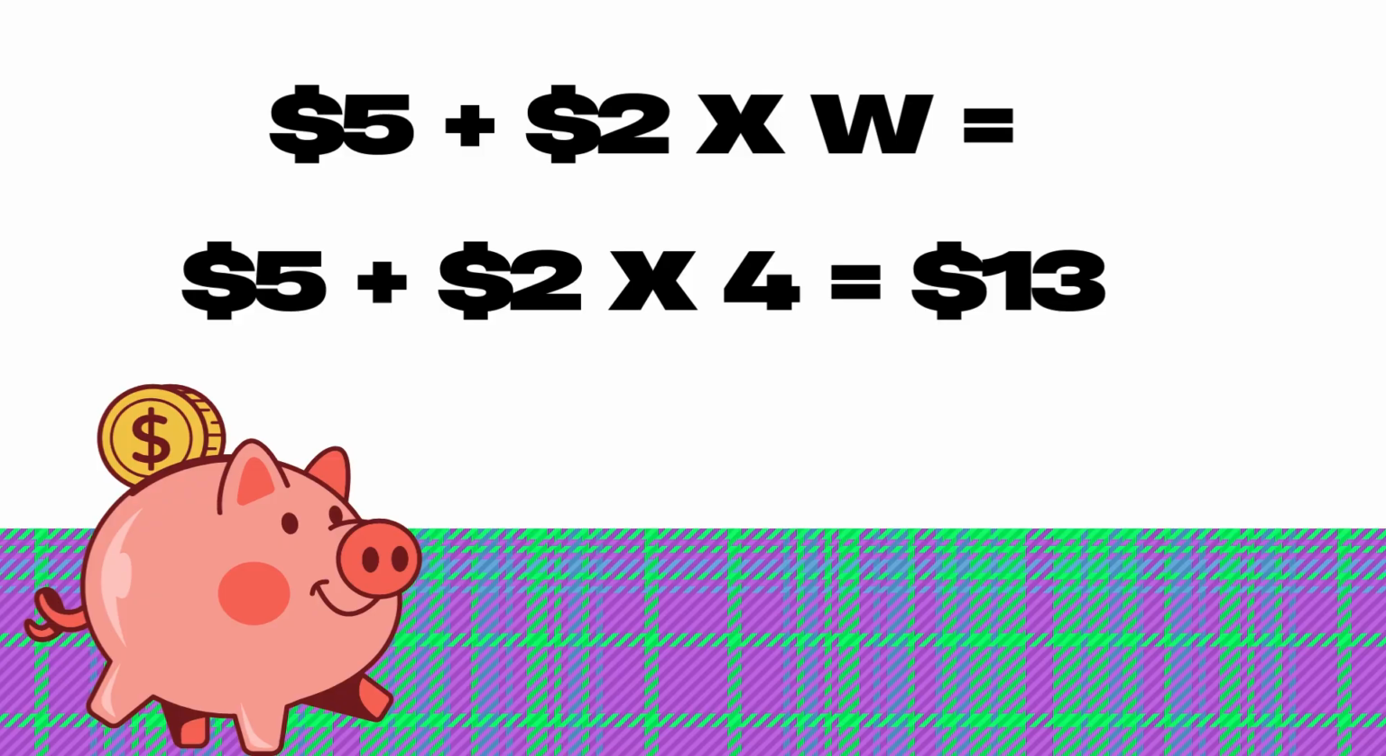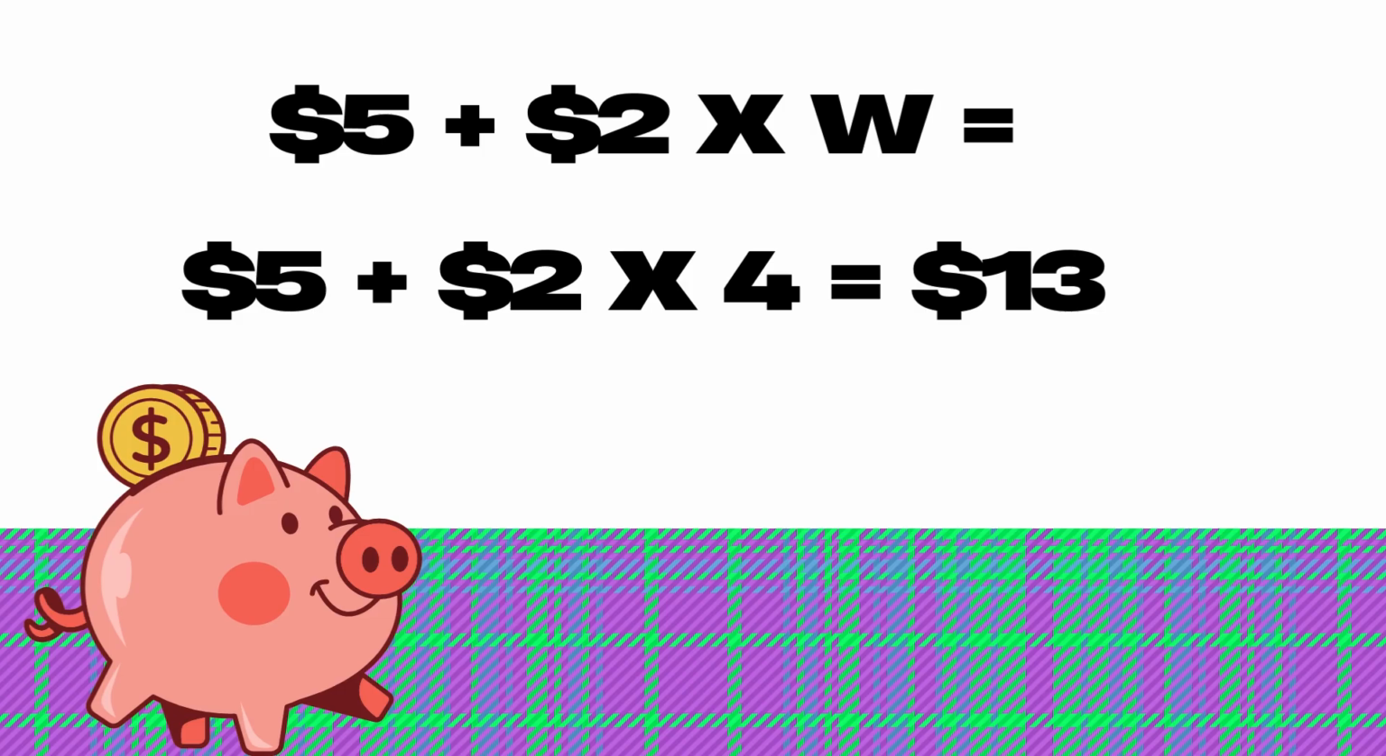Variables are especially useful when patterns get more complicated. What if you start with $5 in your piggy bank and then add $2 each week? Now you can write 5 plus 2W to describe your savings after W weeks. After 4 weeks, you'd have 5 plus 2 times 4, which would equal 13.